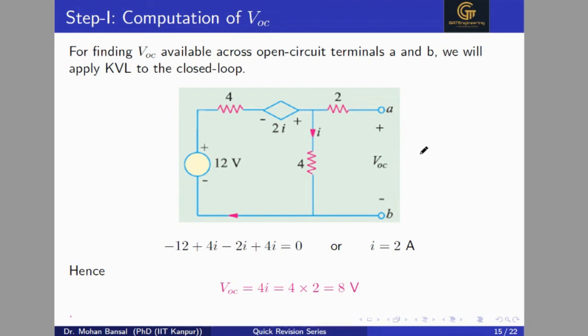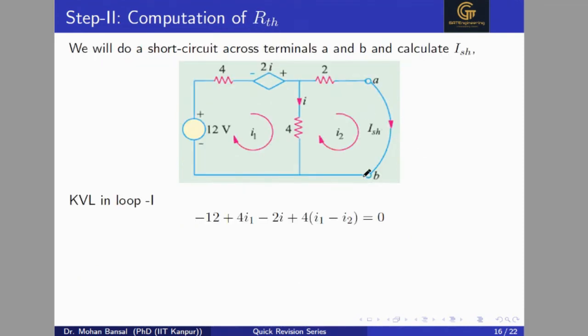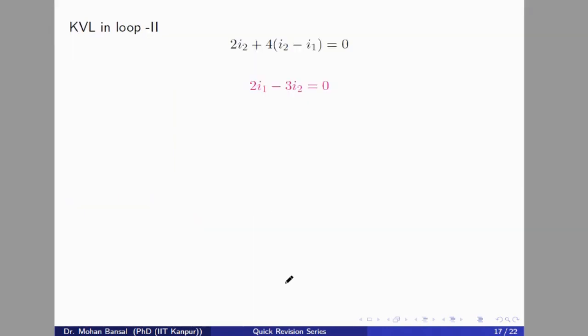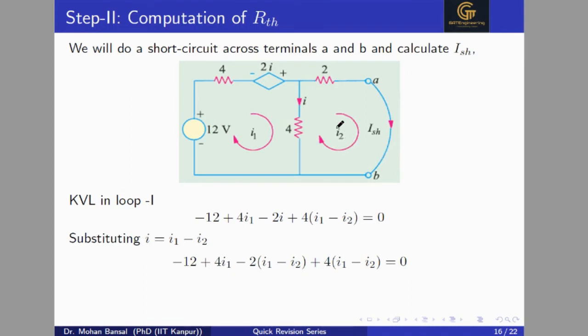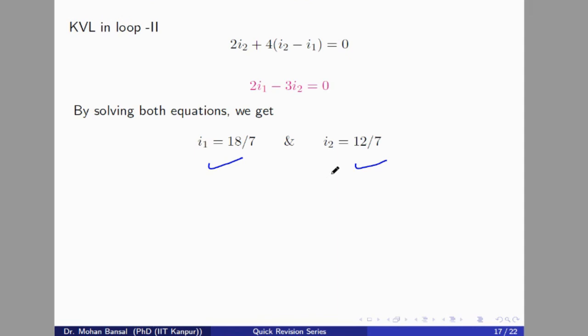Now for computation of ISC, we will short circuit it and ISC current will flow in this circuit. So we will apply the KVL in these 2 loops. You will get 2 equations with 2 variables, one is I1, second one is I2. After solving this, you will get the values of I1 and I2, that is 18/7 and 12/7. In the circuit diagram, I2 is nothing but ISC, the short circuit current or Norton current. So we can say that ISC is 12 by 7.